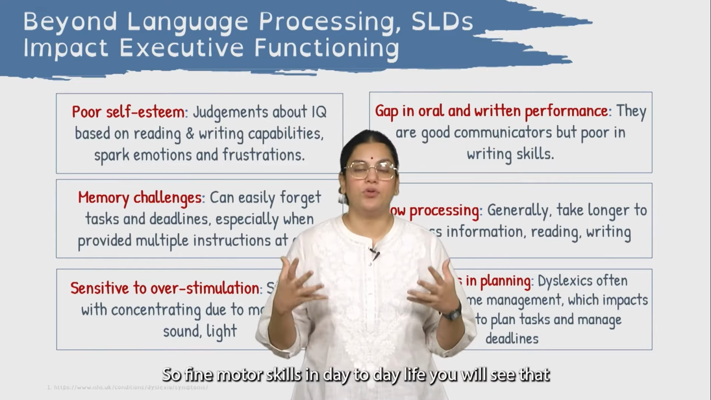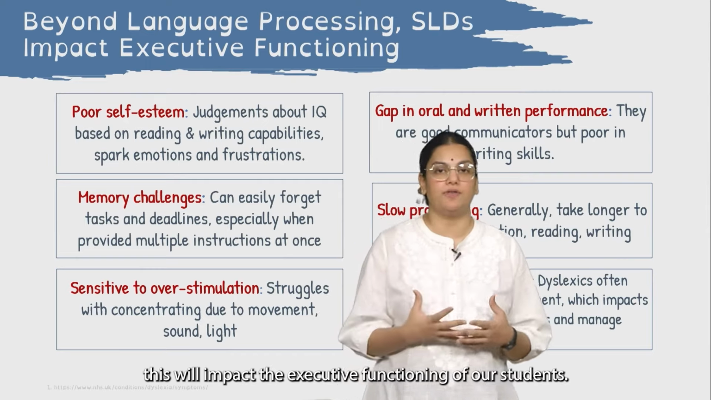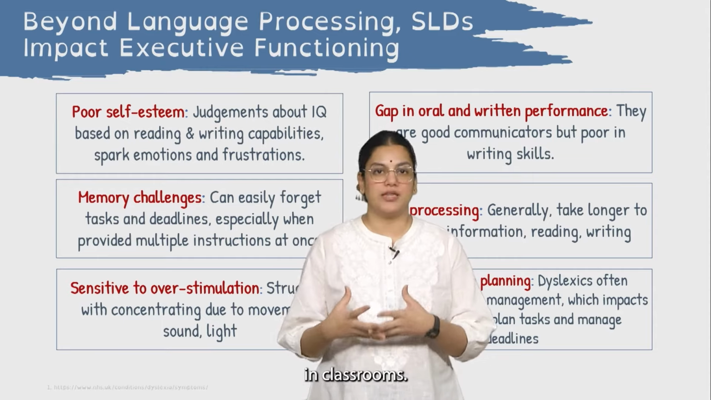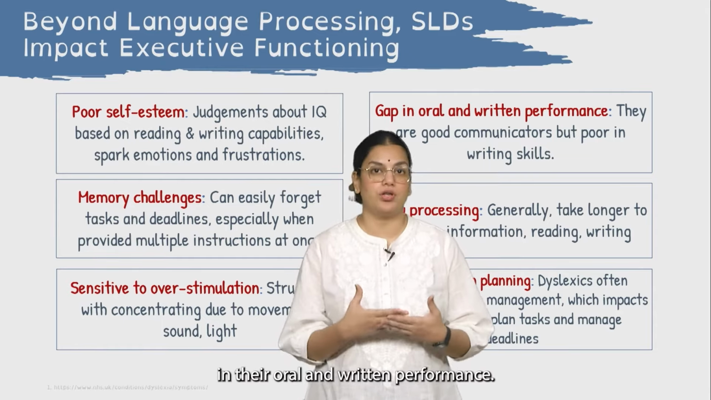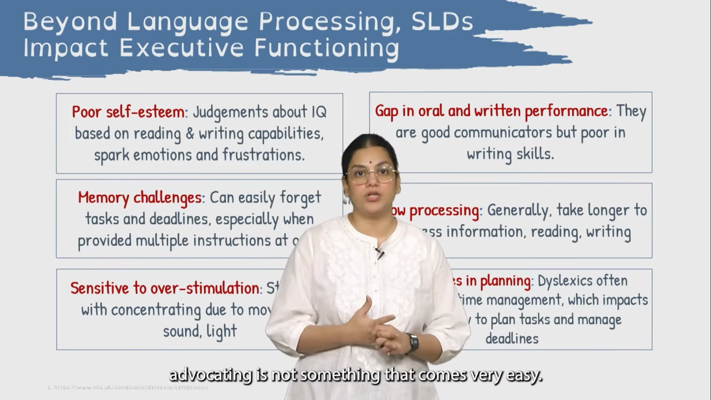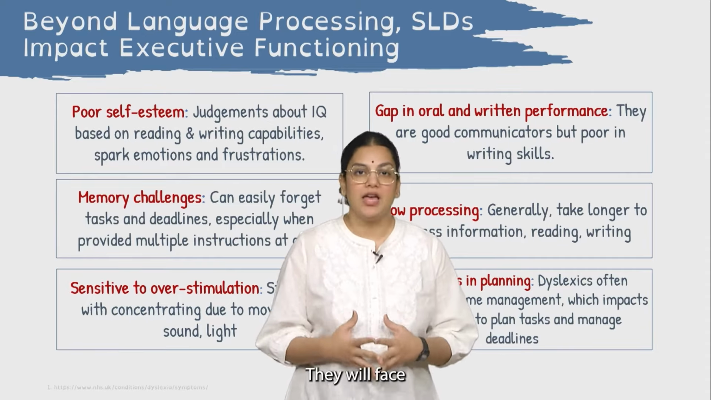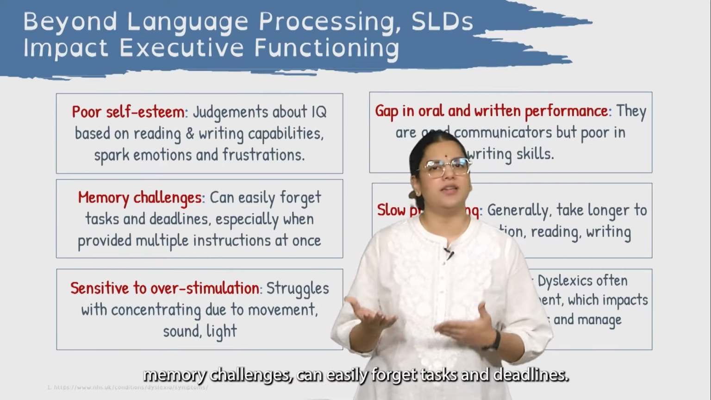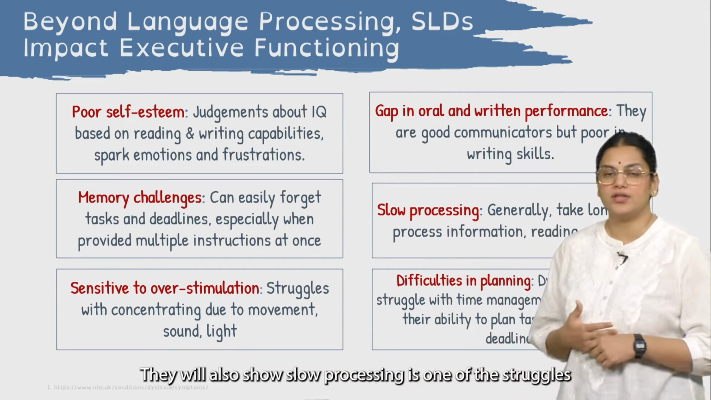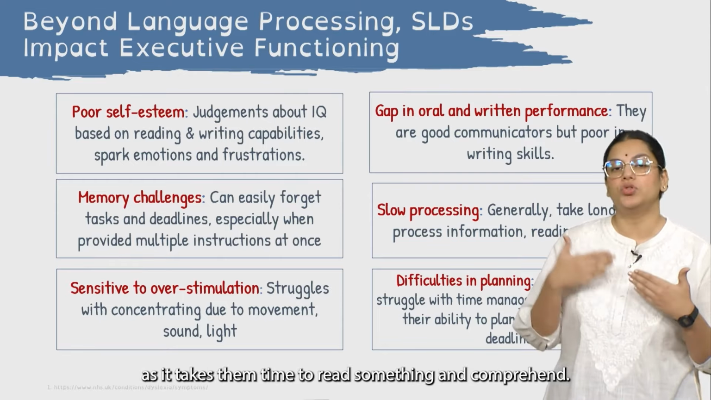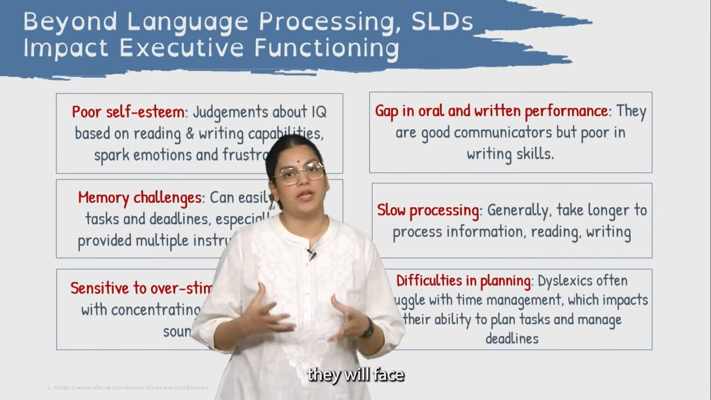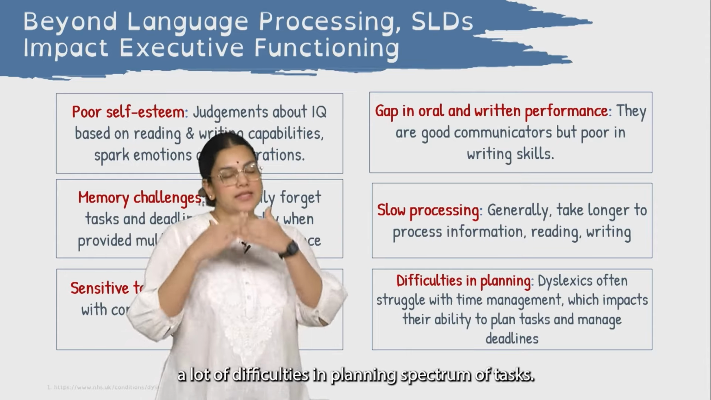In day-to-day life, you will see that this will impact the executive functioning of our students. These will be the students who will show wonderful performance in classrooms, and there's going to be a gap in their oral and written performance. They will show poor self-esteem issues because self-advocating is not something that comes very easy. They will face memory challenges, can easily forget tasks and deadlines. They will also show slow processing as one of the struggles, as it takes them time to read something and comprehend. They're sensitive to overstimulation, and more often than not they'll face a lot of difficulties in planning a spectrum of tasks.